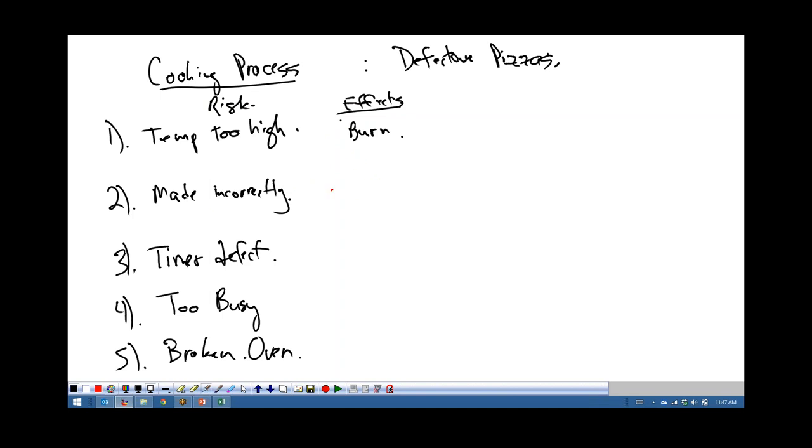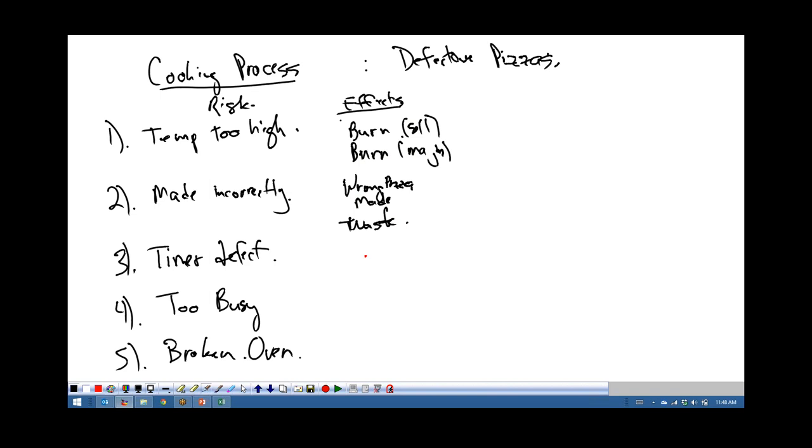Okay, how about making it incorrectly? What's the effect of that? Unhappy customer. Mm-hmm. Or you can make someone sick. Yeah, maybe we could be more specific. We get the wrong pizza made. Right? Is that what you're talking about, Tammy? Yeah, or you have to throw it away. It's waste. Waste. Okay. All right. I'm going to say burn major and burn minor here.